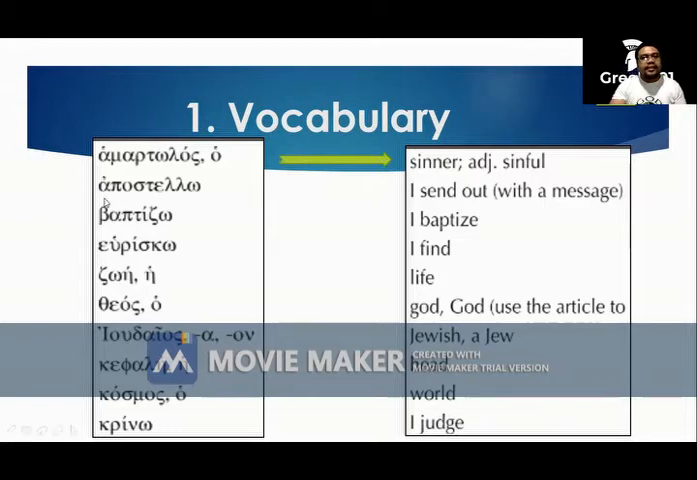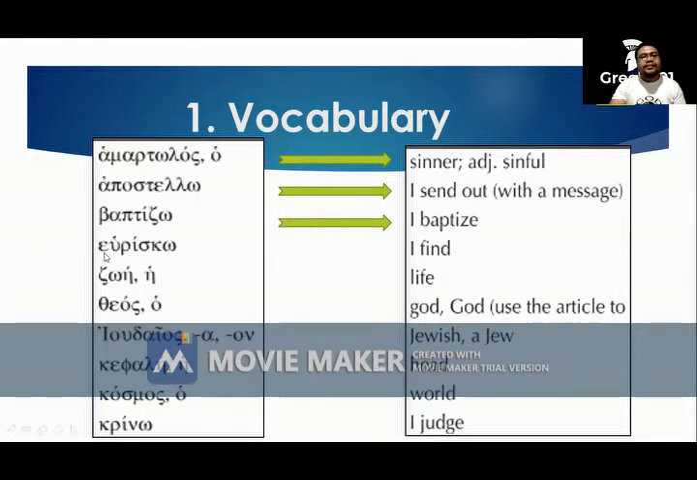Next word is apostello. Let's read all together. Apostello. It means I send out with a message. Next word, baptizo. Let's read all together. Baptizo. It means I baptize. That's why the Greek word for baptize is baptizo, which means to immerse in water.